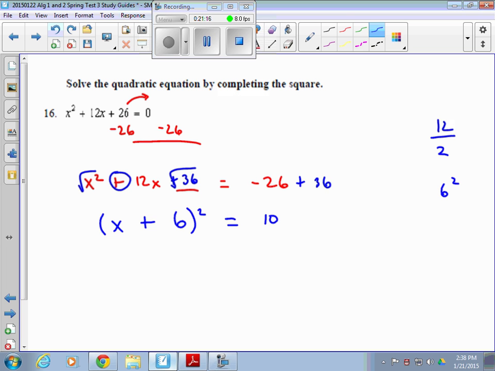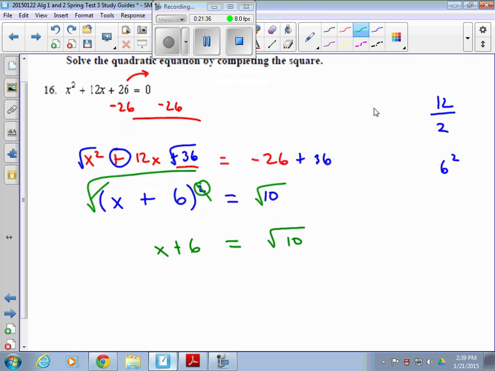In order to solve the rest of this, we're going to get rid of the fact that this says x plus 6 squared. In order to cancel out squaring something, you take the square root of it. If you take the square root of the left side, you need to do it to the right side. It'll cancel it out. X plus 6 equals the square root of 10.